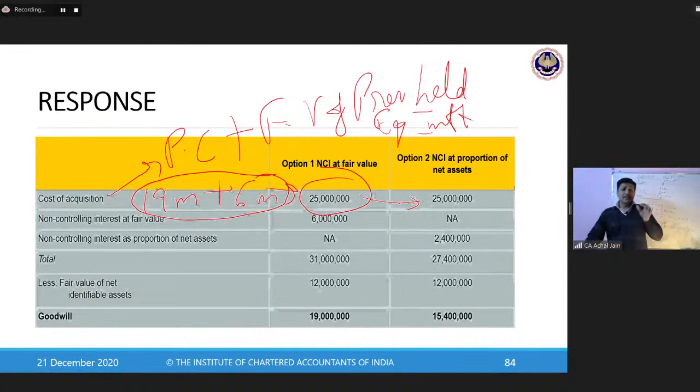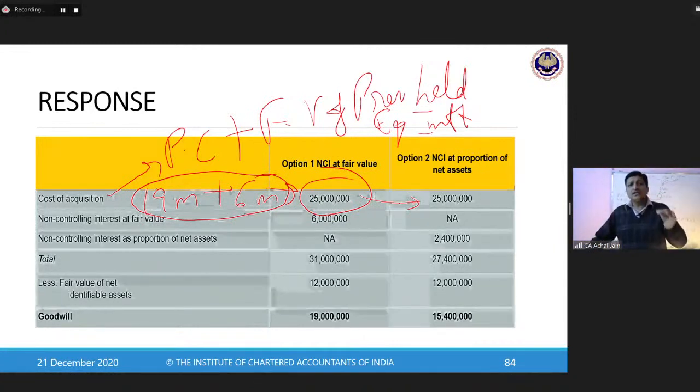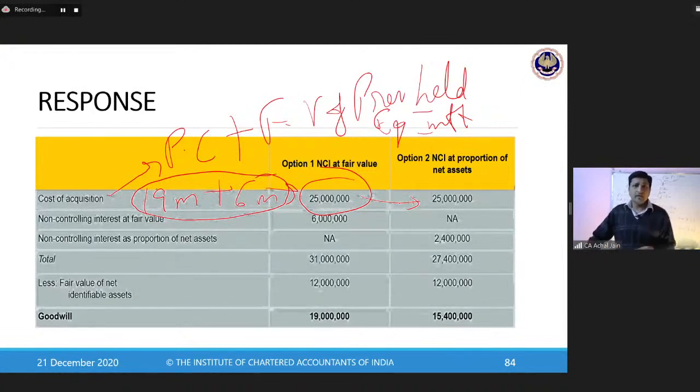Okay. Next is to consider the amount of NCI at fair value. Is that available to us in the question? Yes. That is 6 million. So what is the total of these two? 25 plus 6, 31 million.